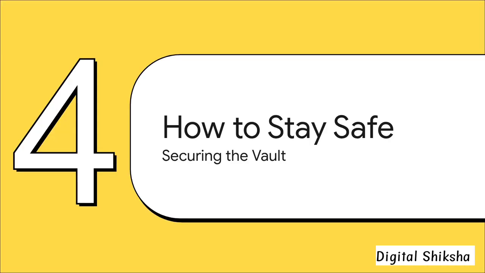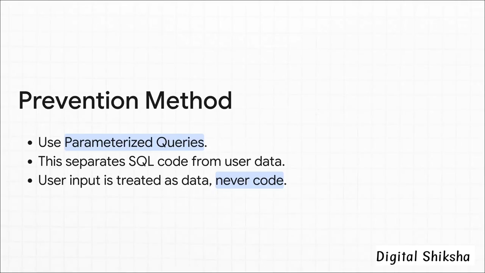So, after seeing these incredibly clever and escalating attacks, the big question is, how do we defend against them? Well, the solution, thankfully, is a lot simpler than the attack itself. The single most effective defense is a coding practice called parameterized queries. It's a simple but really powerful concept that draws a hard line between code and data. Any user input is always treated as just plain data, which means it can never be mistaken for a command for the database to run.